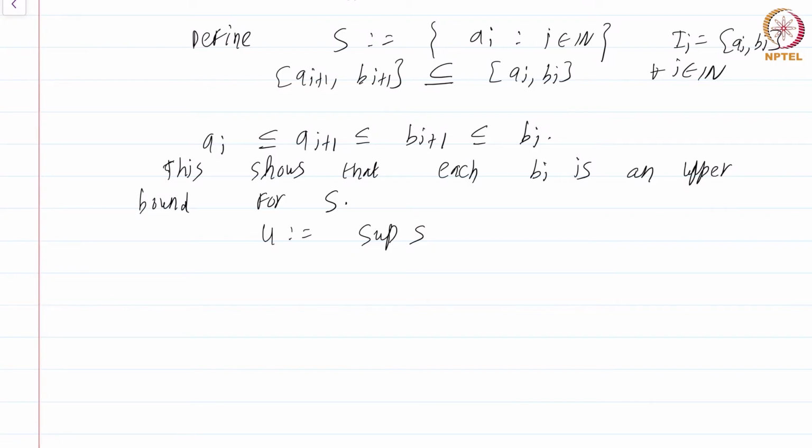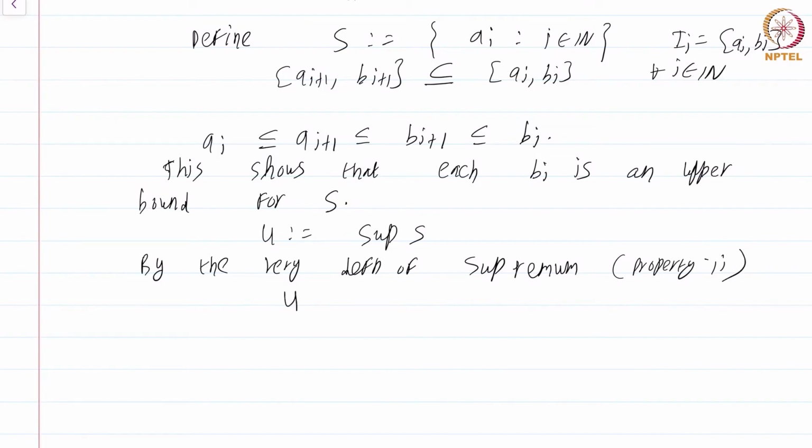Now, by the very definition of the supremum, in fact property 2, we must have U is less than or equal to B_i for all i in N. Why is this the case? Because each B_i is an upper bound for S, the supremum will have to be lesser than any upper bound.